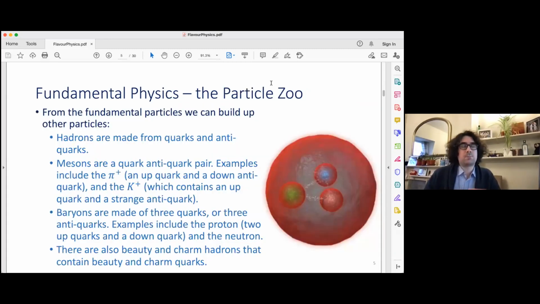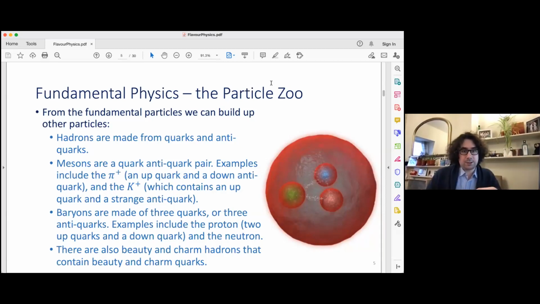Now, from this, you can build up different other particles. So we talk about the particle zoo. You can build up hadrons, which are made from quarks and antiquarks. They're particles that feel the strong force. Mesons, well, they're a quark-antiquark pair.